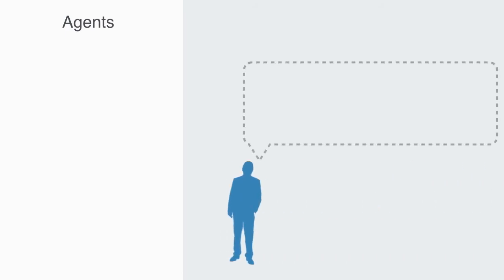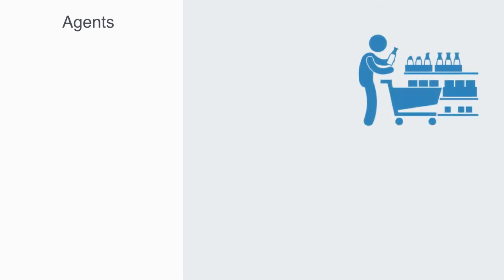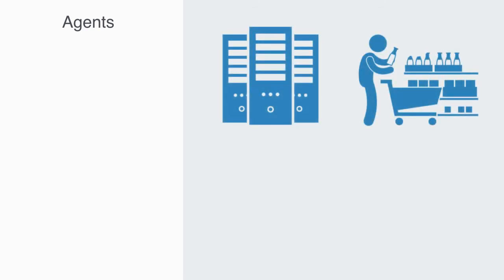Because we have a model that is actually embedded within some real environment, we can begin to recognize the complexity of the real world. As the economist Alex Leijonhufvud remarked, neoclassical models give us a view of, quote, smart people in incredibly simple situations, while the real world involves simple people coping with incredibly complex situations. The implicit expectation of standard economic models is that agents are seen as almost supercomputers that are able to run an optimization algorithm over thousands or even millions of different choices within a fraction of a second.